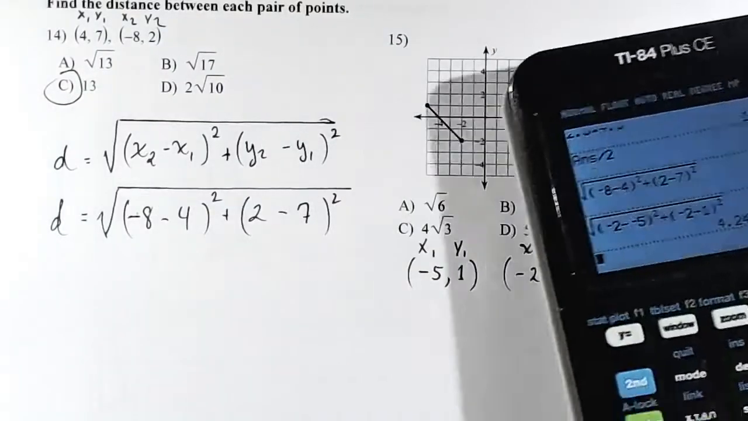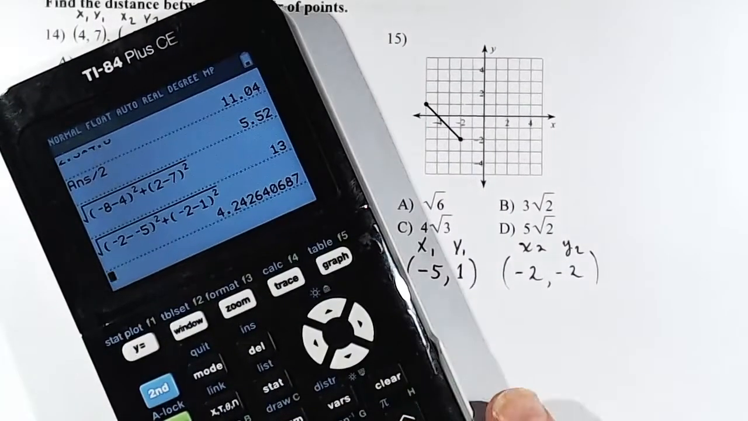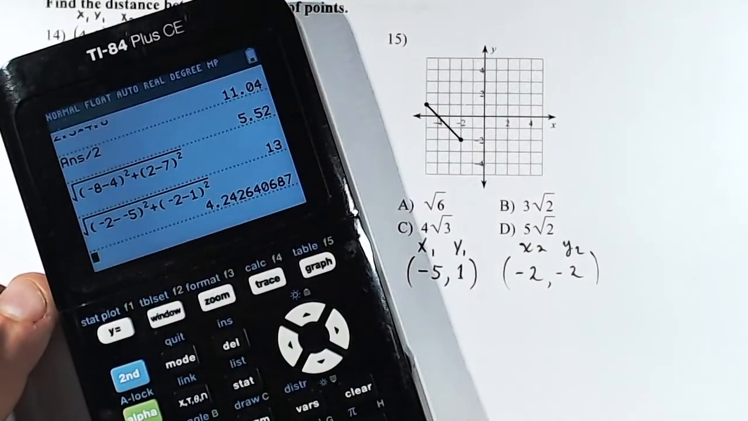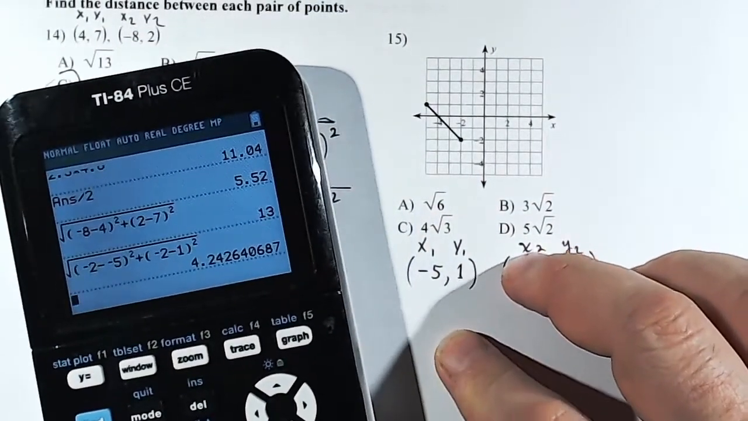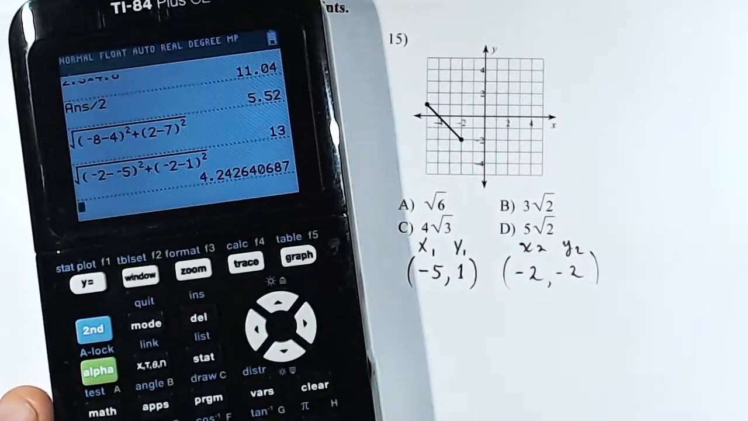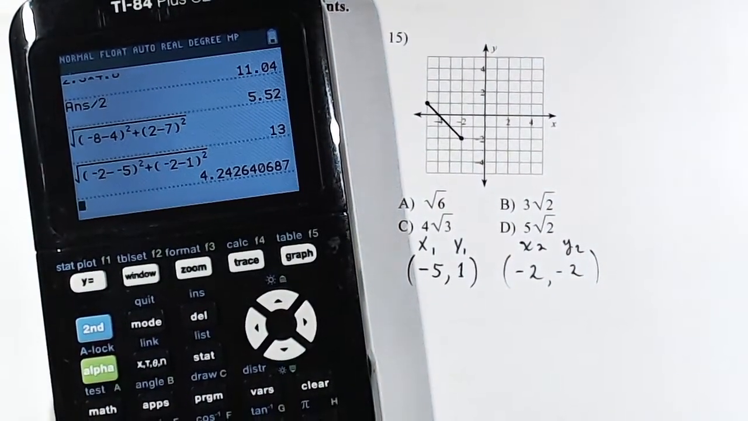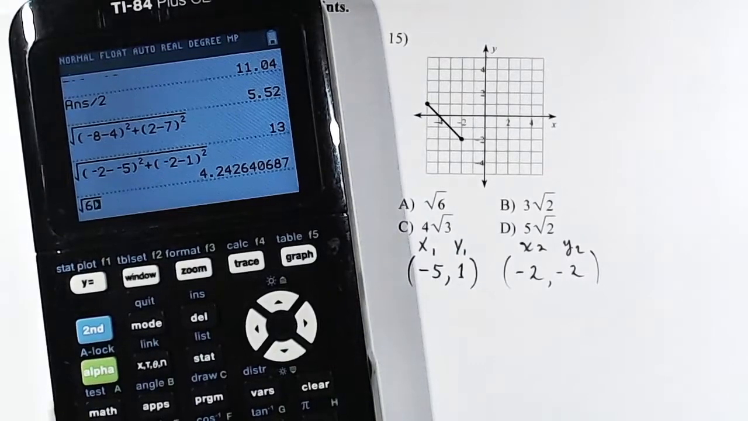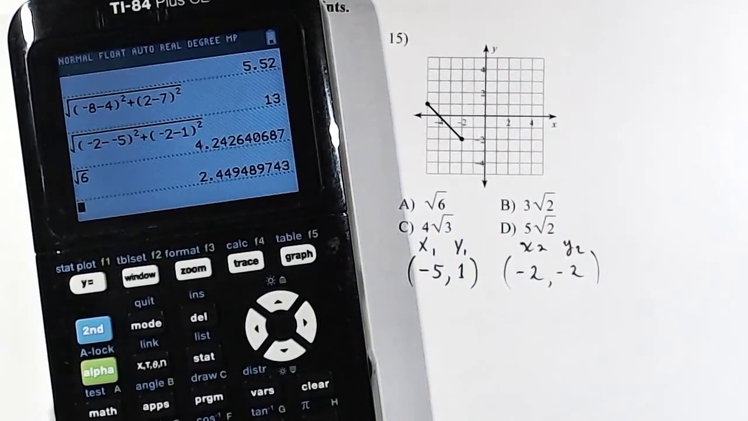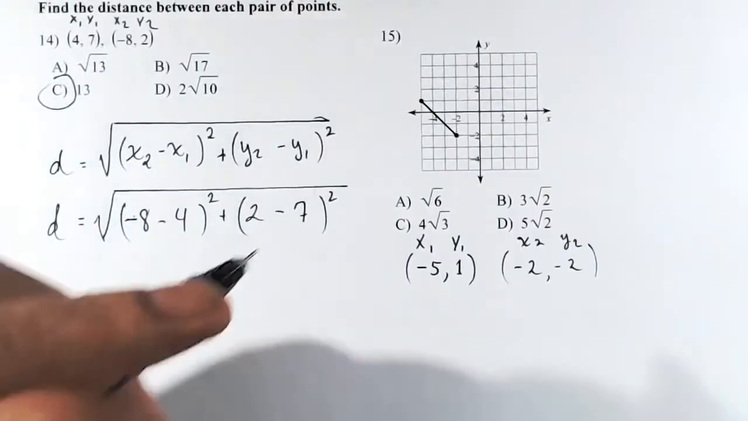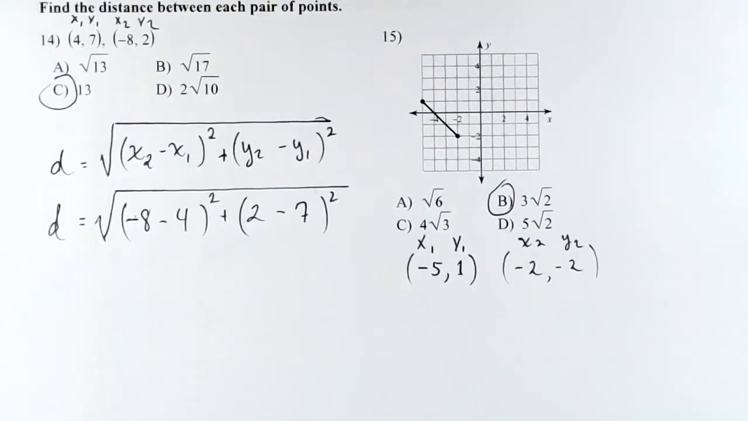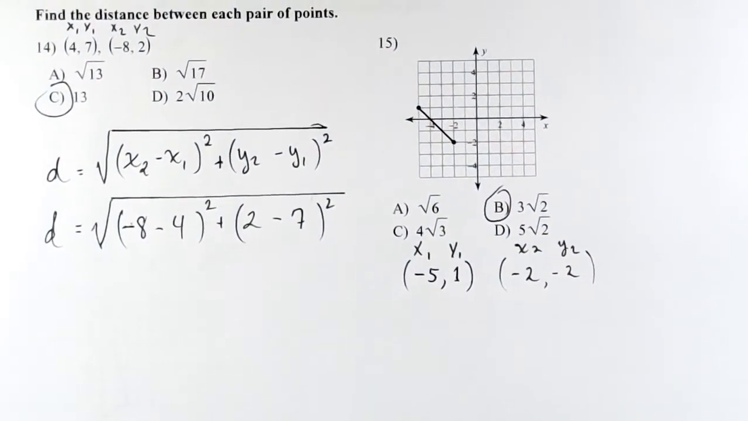Okay, so since it's not giving it to us in that nice simplified form, we can just kind of back plug answers until we see one that's 4.24. That's how I do it. So let's do square root 6. Nope. Let's do 3 square root 2. There it is. So it's B. 15 is B.